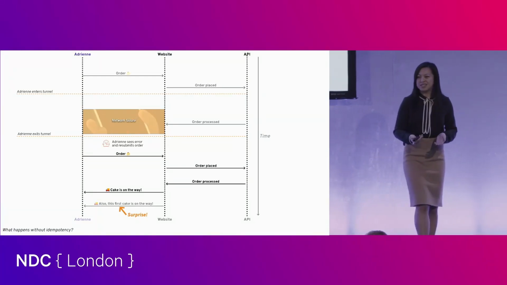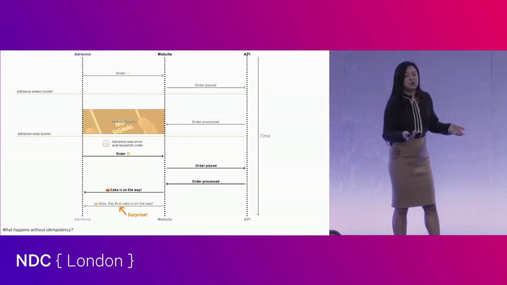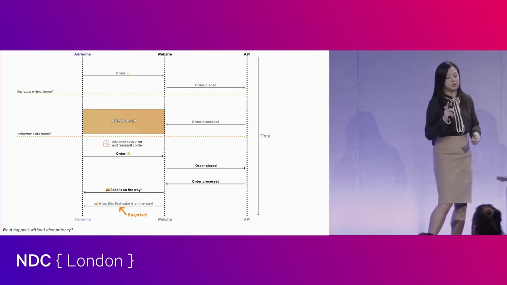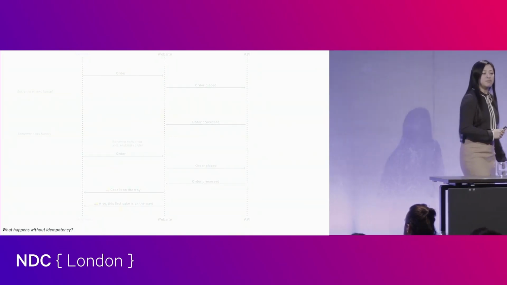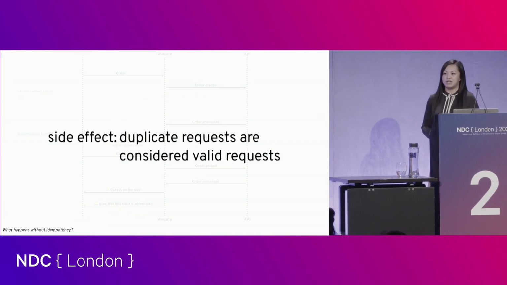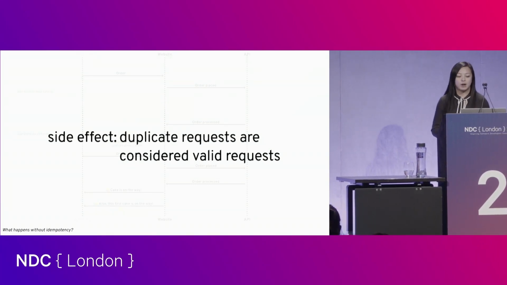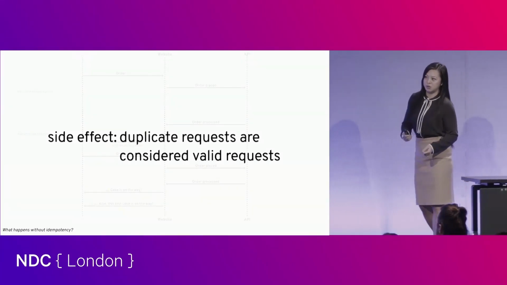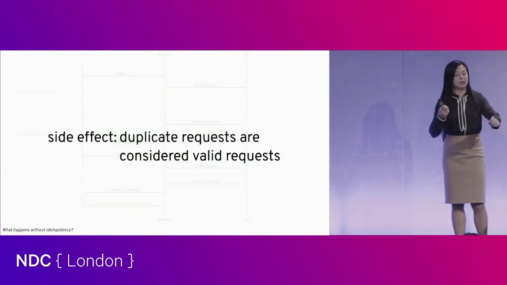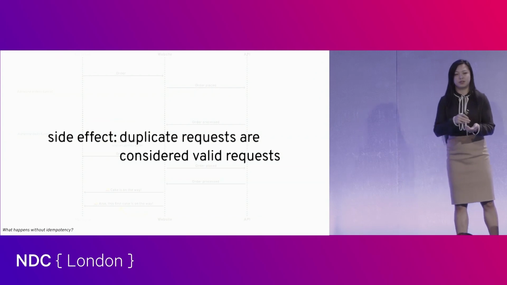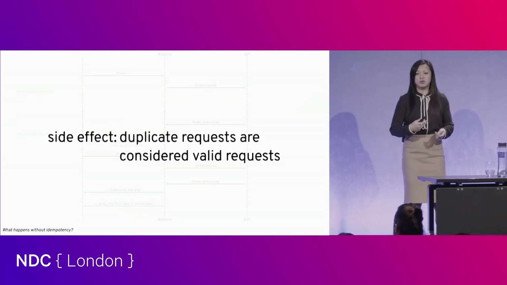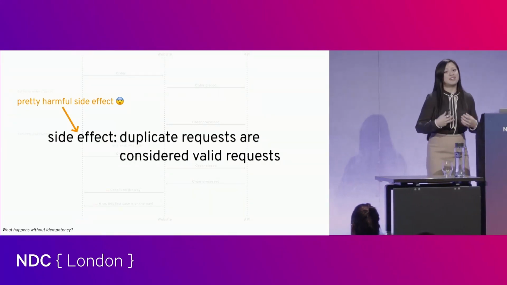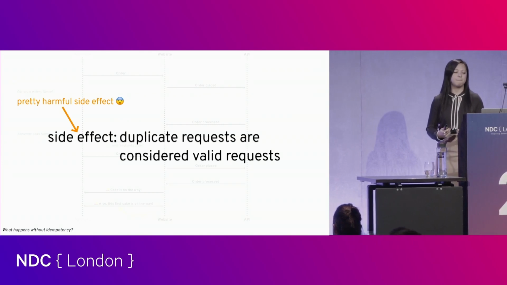It's going to take both of these requests, and it's going to say these are both valid requests, because there's no way for it to understand the intent that I am trying to say, which is I want a single cake. And that is the biggest side effect of building an application or building a distributed system without idempotency built in if it warrants it. Duplicate requests are considered valid requests. So just like I said, if you don't think 2 cakes are a problem, think about the other side effects of doing things more than once when you don't intend to. That's a pretty harmful side effect, and it all boils down to the intent of your request is not captured.